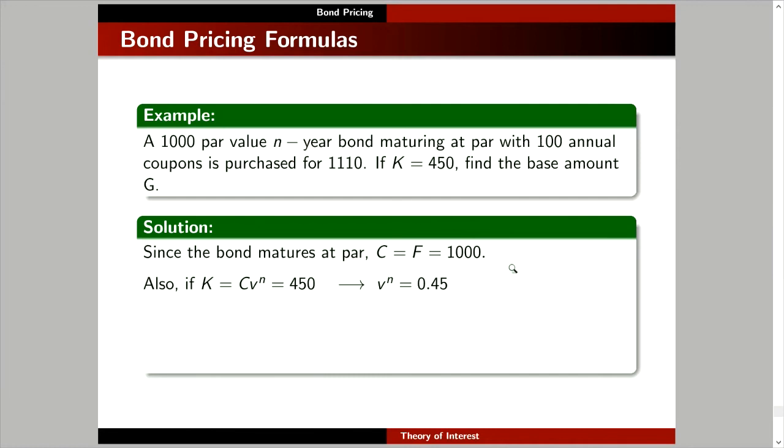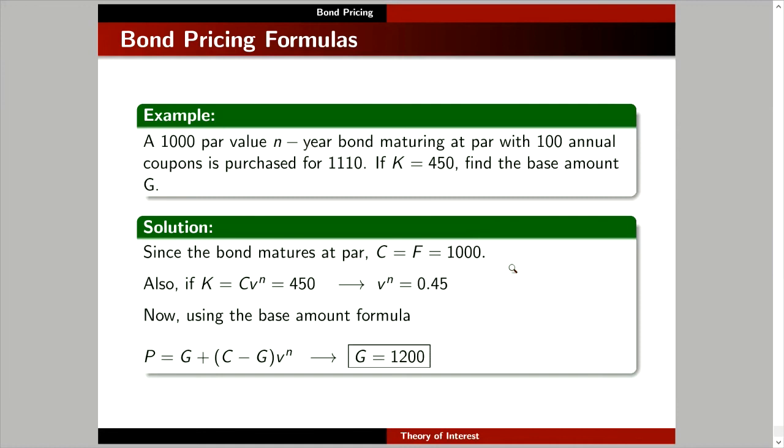Okay, let's now recall the base amount formula. With this formula, you substitute all the given values, you'll have G equals 1,200. Okay, that's it. That's all for bond pricing.